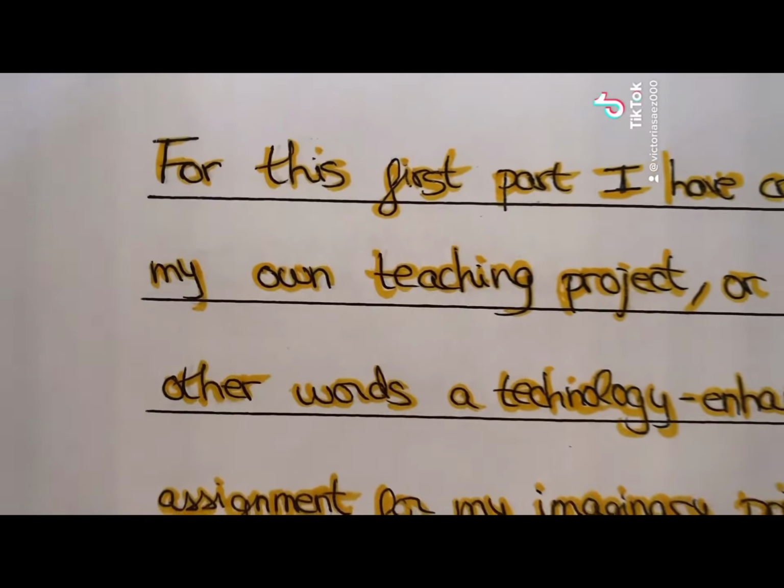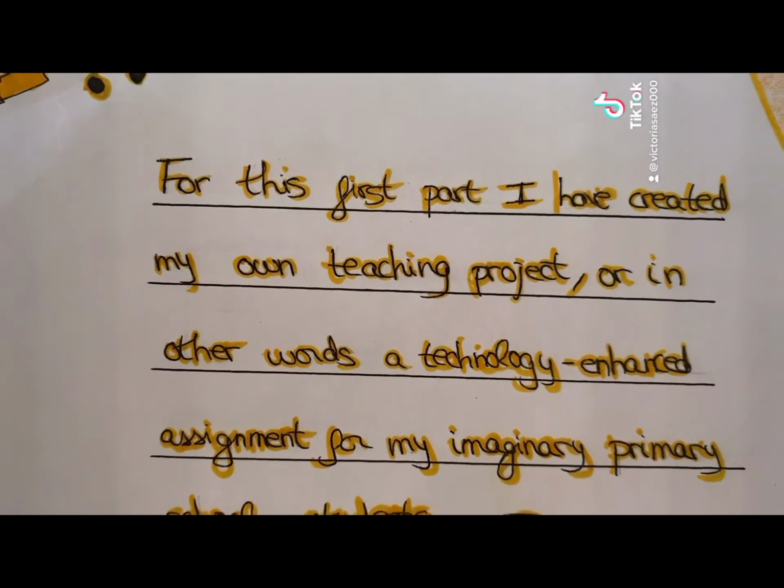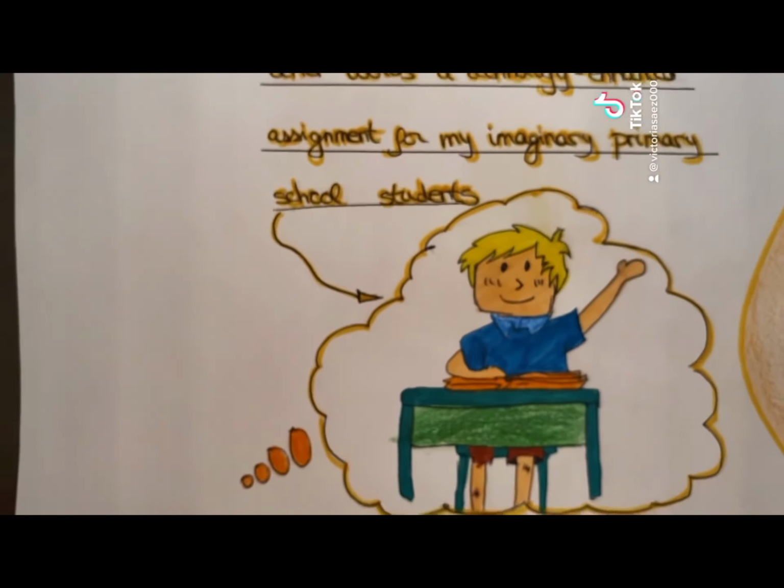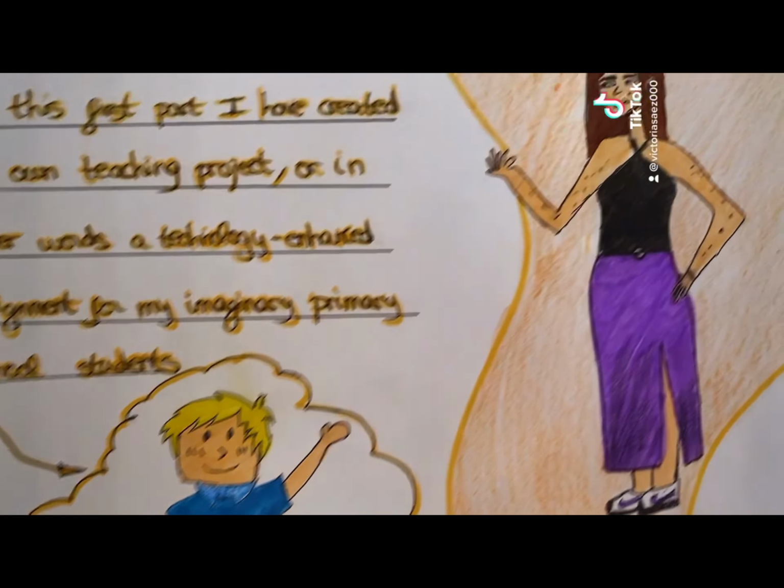For this first part, I have created my own teaching project, or in other words, a technology and needs assessment for my imaginary primary school students. The title of the project is Design Your Own European Cities Virtual Museum, and the appropriate grade for making this project is the 7th course of primary education.